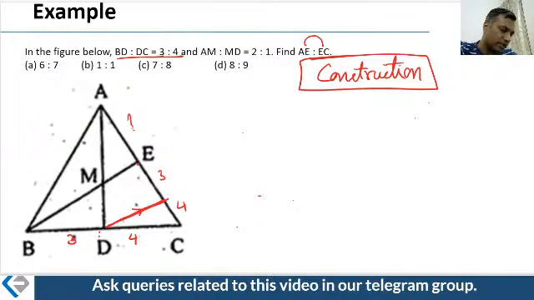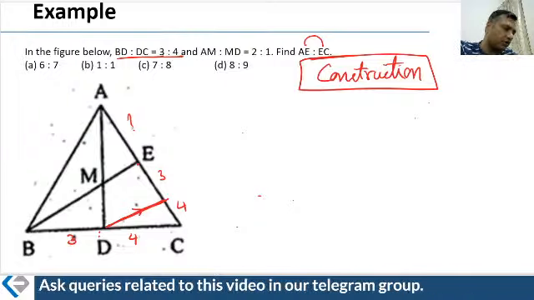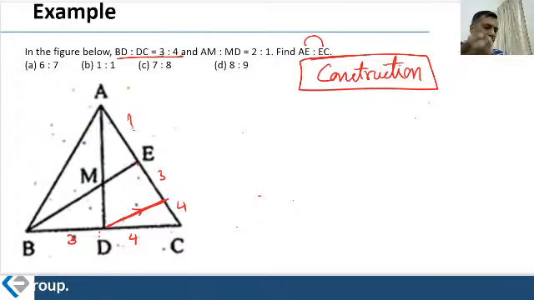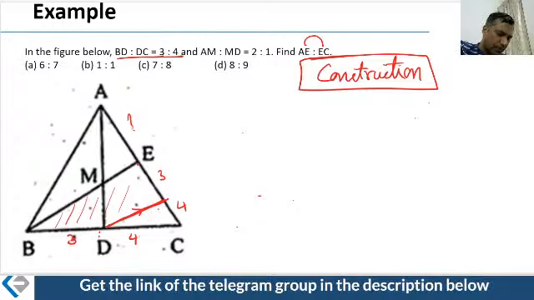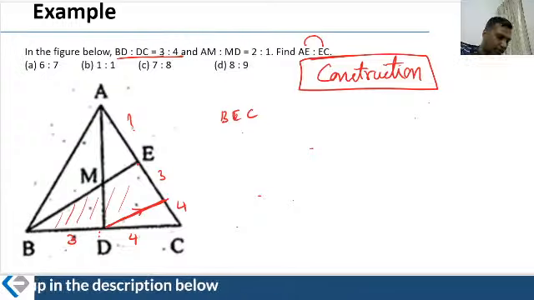I hope all of you got this particular point, what I'm trying to say. I simply applied the basic proportionality theorem on this triangle, my friends. On the triangle BEC, I applied the basic proportionality theorem. If this ratio is 3:4, this ratio will also be 3:4.